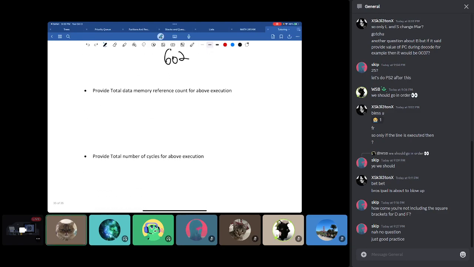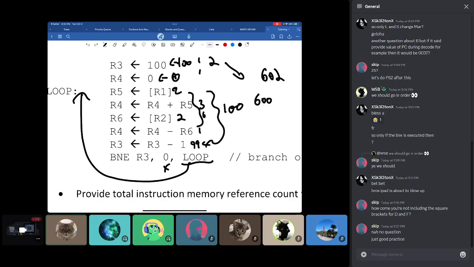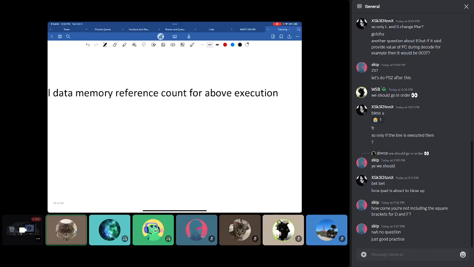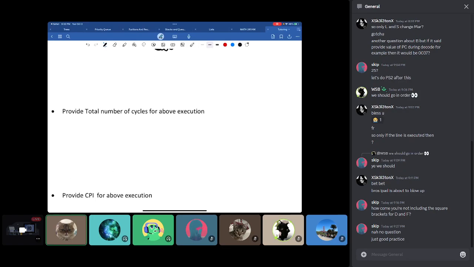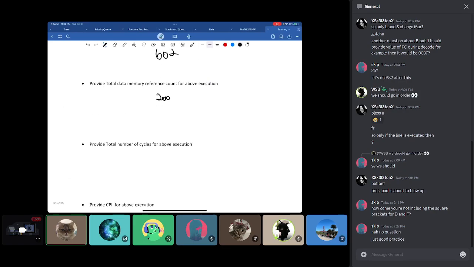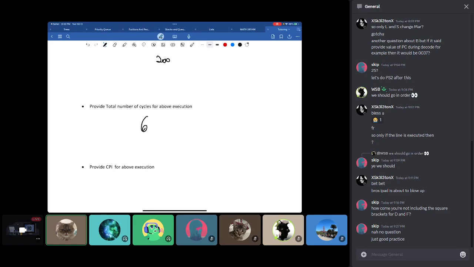And it's saying provide total data memory reference count. That's referring to how many load and store instructions we have. If we check, we have one here, and that's it, but it's also in the loop. So we have 2 instructions that are happening 100 times, so that's going to be 200. Then they were saying provide total number of cycles for the above execution. Cycles meaning how many times an instruction is executed in our program. That will just be 602.